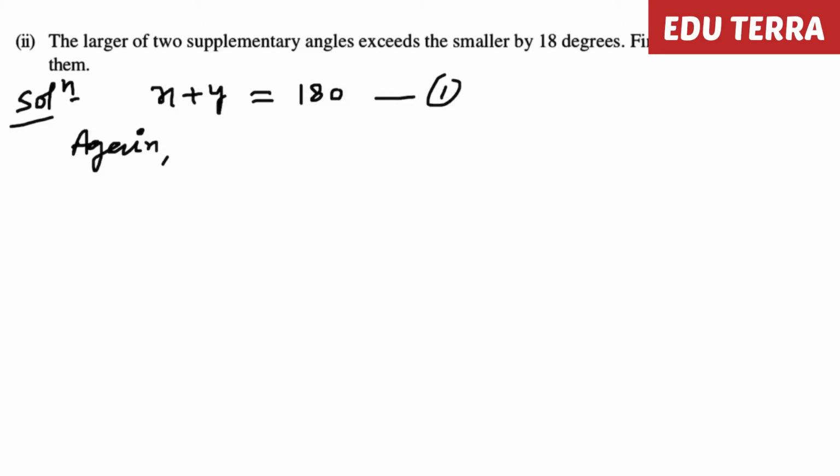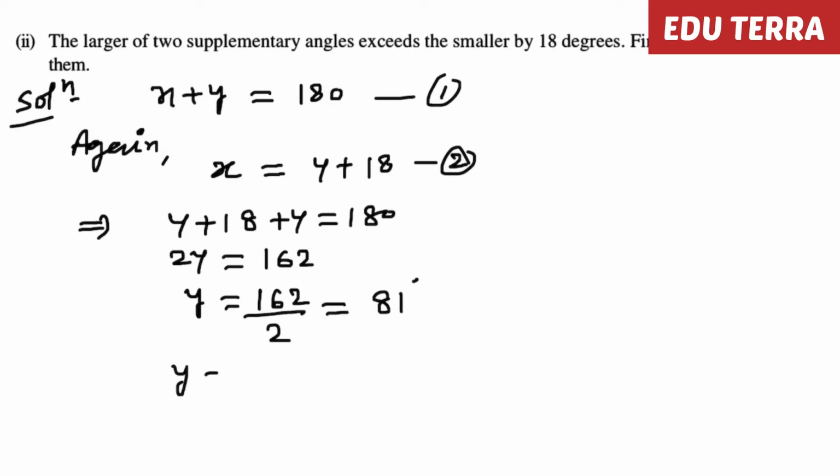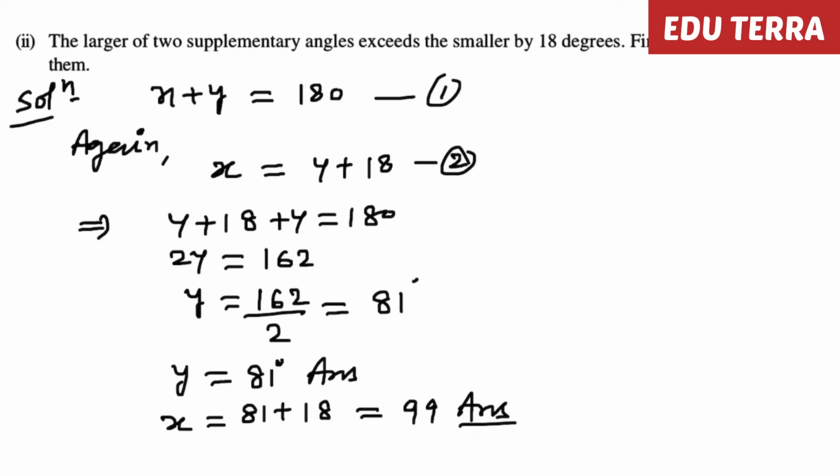Let it is equation 1, because one is exceeded by 18, so we will add 18 in the other. Now it is equation number 2. Substitute the value of x in 1. Now 2y equals to 180 minus 18. It will come 162. Okay, we got y equals to 81 degree. Now substitute in equation 2. You will get 81 plus 18 equals to 99. So it is our answer, and this one is our answer.